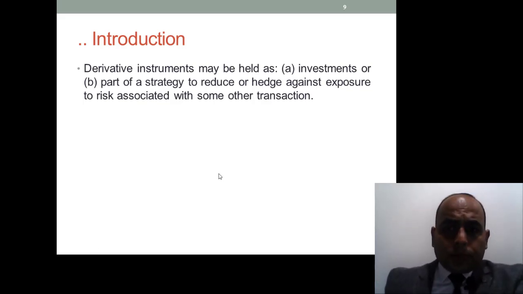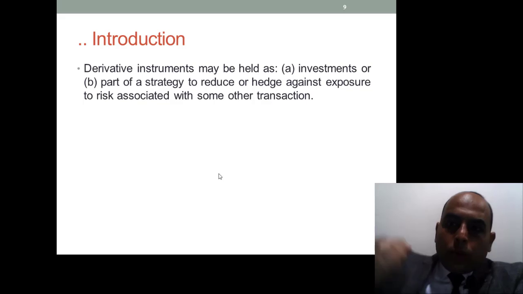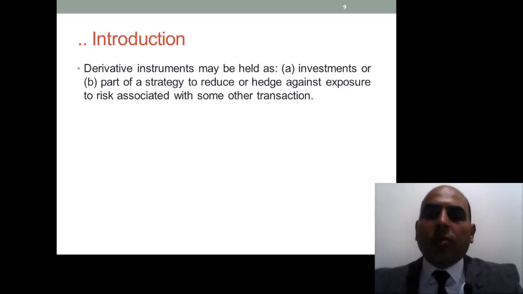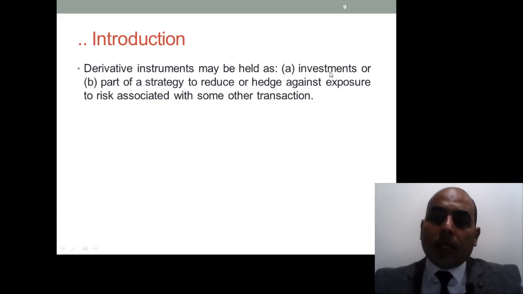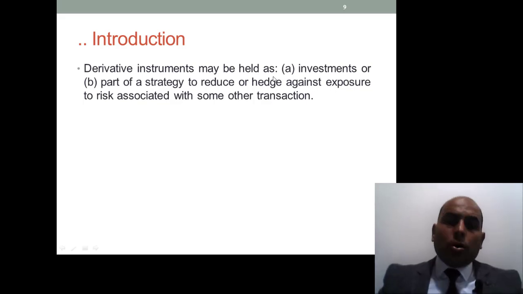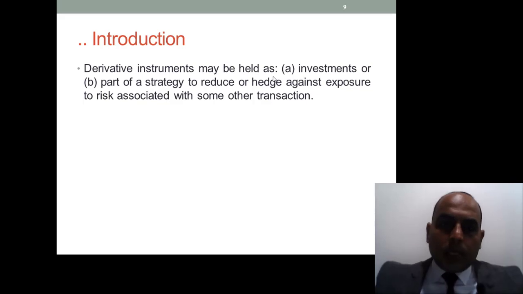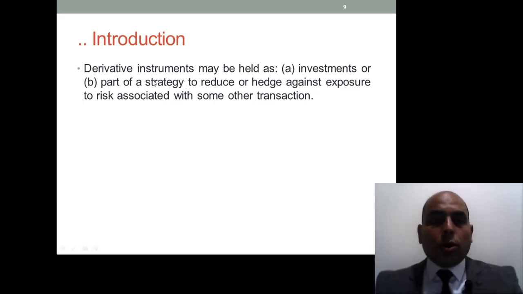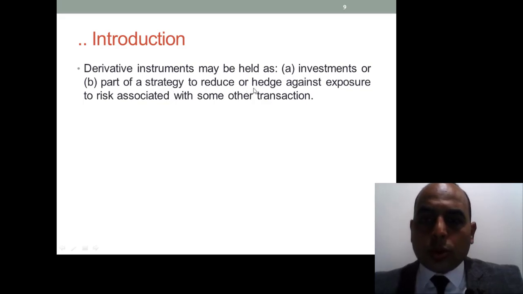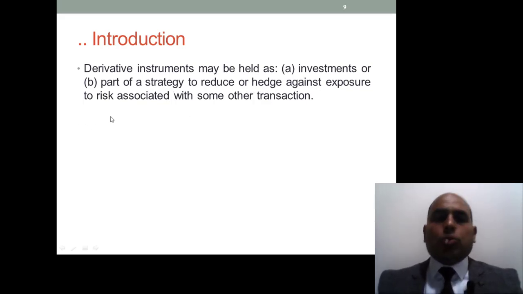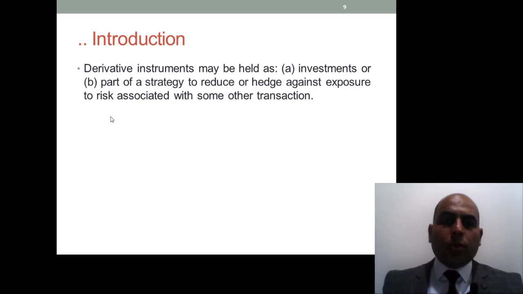The next point is that a derivative instrument may be held as an investment. We enter into this forward contract, or we buy the futures contract, or we buy the option to make an investment. This is the first alternative. We may also acquire these financial instruments to speculate, or as part of a strategy to reduce or hedge against exposure to associated risk. It's a very important point, and many merchants or factories use it.